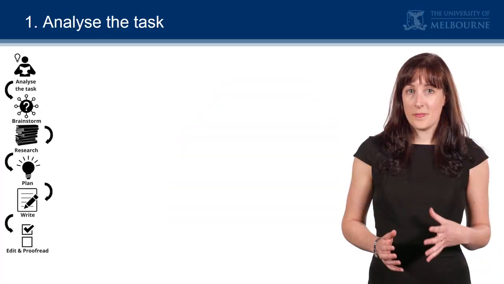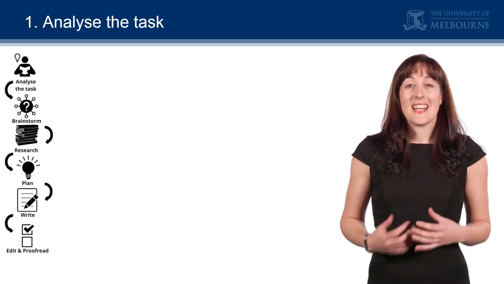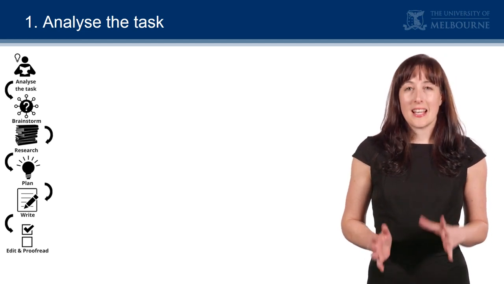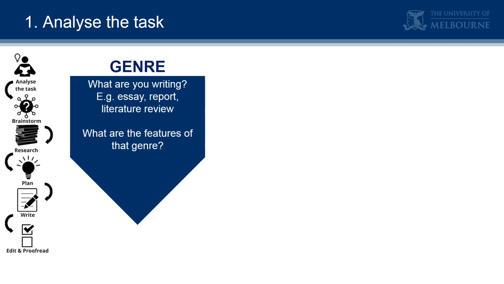Let's take a look at each of the 6 stages in more detail. The first step is analysing the task, or working out exactly what you're expected to do. First, identify the genre. Although essays are a common form of assessment, you might also need to produce reports, case studies, policy documents, literature reviews, or poster presentations, depending on your discipline. Each genre has its own organisation, structure, style expectations, and language conventions that must be followed.